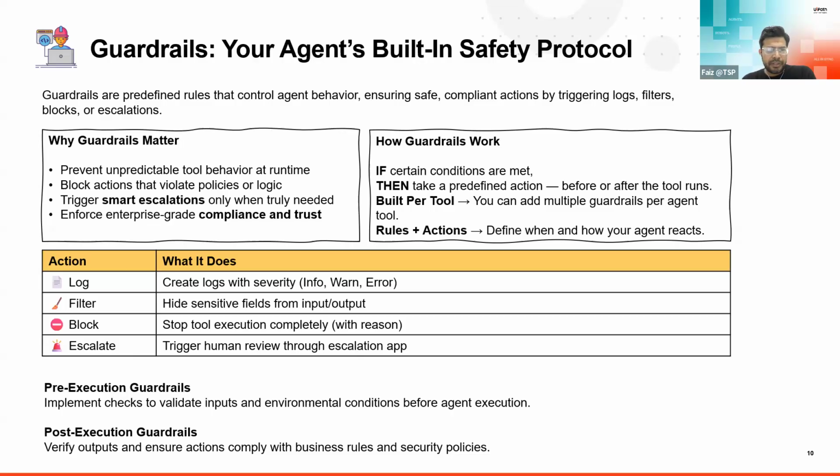So here we have pre-execution guardrail and post-execution guardrail. Implement checks to validate inputs and environment conditions before agent execution. It means when we are running the agent, it will check whether all the inputs and environments meet the conditions or not. Then we have post-execution, which means the agent executed based on the input we provided, so it will generate some outputs. We also need to check whether the output is coming in the format we are expecting or not.